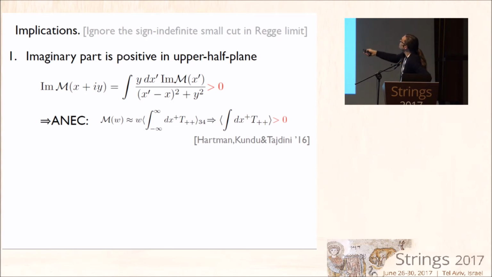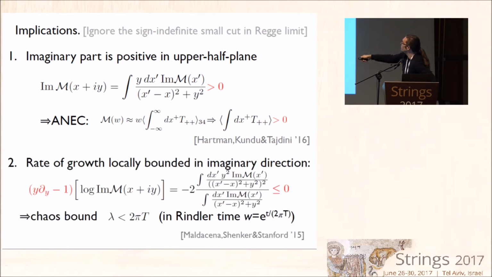Once you have this equation, you can take a derivative of it, and you can try to get some positive combination. Turns out that this combination is positive. And what does it mean? This tells you something about the rate of growth in the imaginary direction, which cannot be faster than linear. And once you translate this to a Wendler time variable, this is essentially the chaos bound.